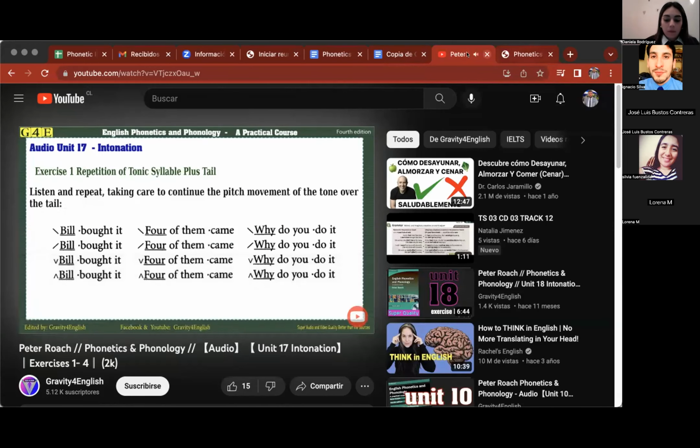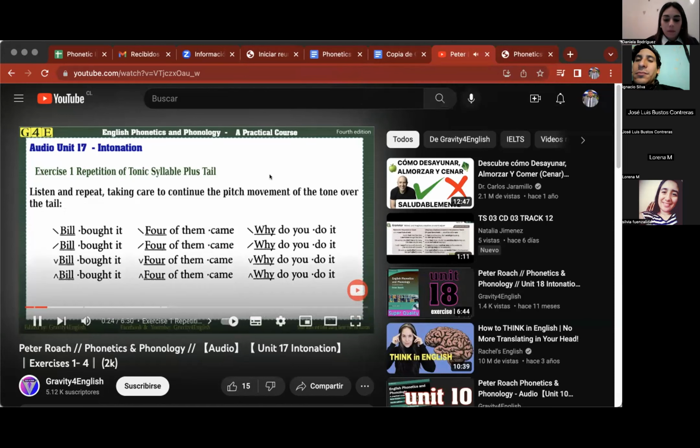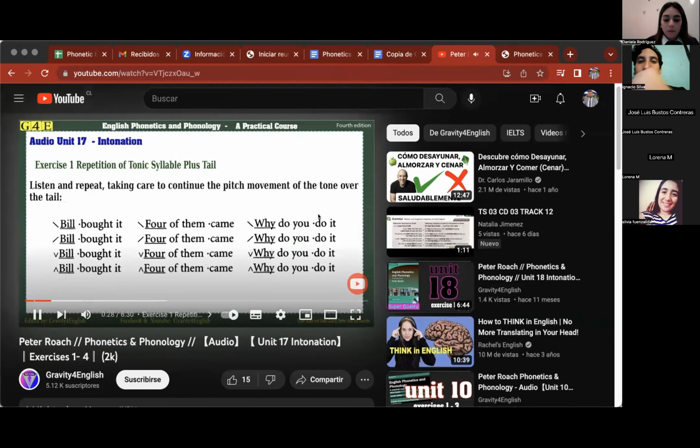Last tail. Listen and repeat, taking care to continue the pitch movement of the tone over the tail. Bill bought it.